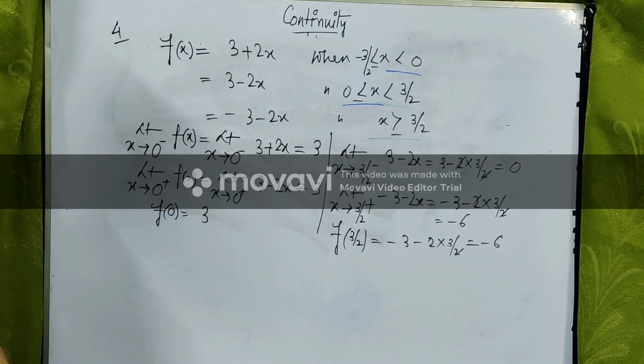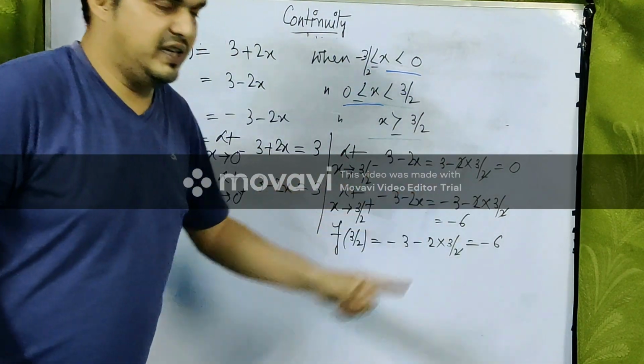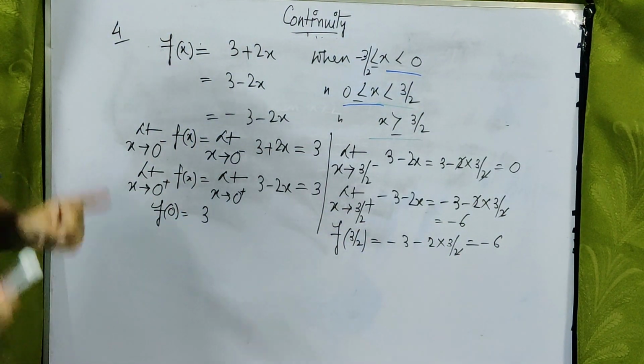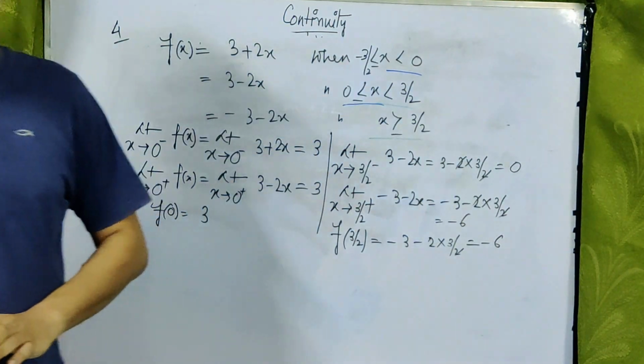So they are not equal. So as these three are not equal, we can say the function is not continuous, or discontinuous, at the point x equals 3 by 2.